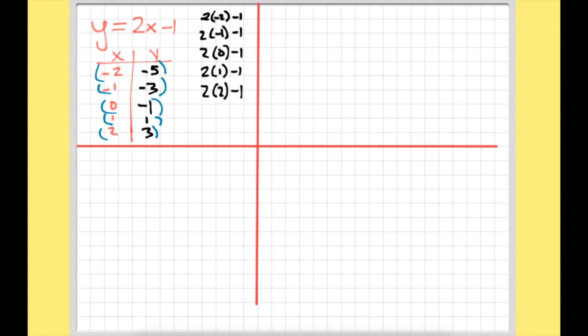So all we have to do is plot those points. -2, -5 is 2 units to the left, 5 units down from our origin. -1, -3 is 1 unit to the left, 3 units down. 0, -1 is 0 units left or right, 1 unit down. 1, 1 is 1 unit to the right, 1 unit up. And 2, 3 is 2 units to the right, 3 units up. And so that's how we graph our function.